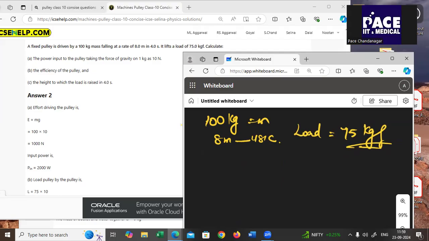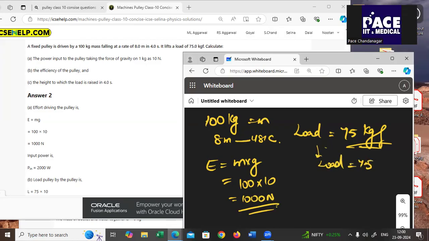Calculate the power. So power is nothing but your work upon time, right? And what is your effort there? Effort is nothing but mass into gravity, which is force only. Mass is 100 kilograms into gravity is 10, so this is 1000 newton you get. And the input power is nothing but your energy upon time, so this will be your 2000 watts. And the load lifted by the pulley is 75 into 10, which is 750.